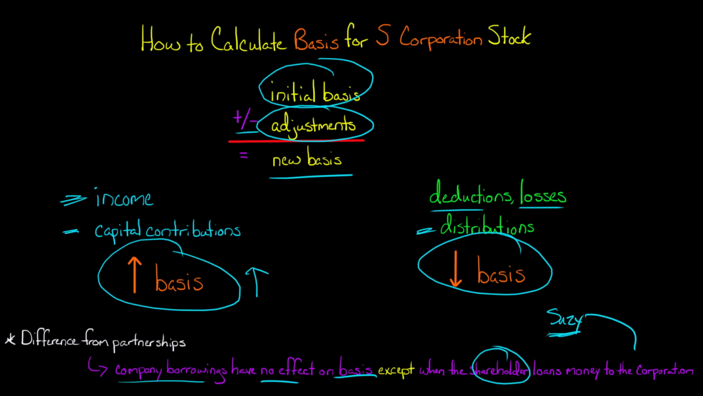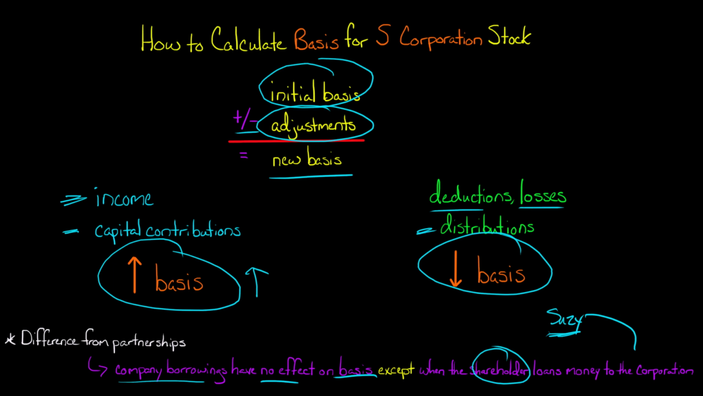But the key takeaway is that if the company just goes out and borrows money from some bank, so it's not borrowing money from the shareholder, they're borrowing money from some bank, that increase in a company's borrowings is not going to affect the shareholder's basis. And that is not the case with partnerships. With a partnership, the company that borrows money, that'll increase the basis of the partners, right? Their basis in the partnership interest. But that's not the case with an S corporation.